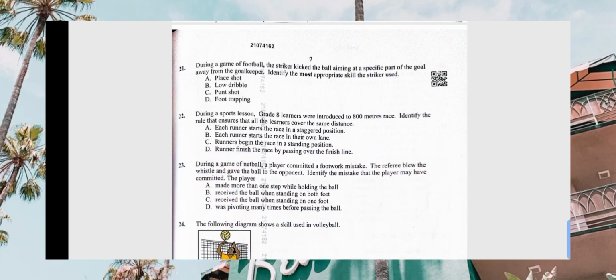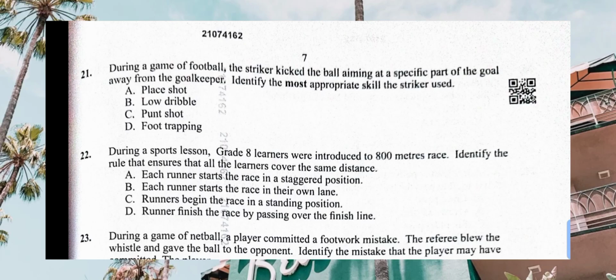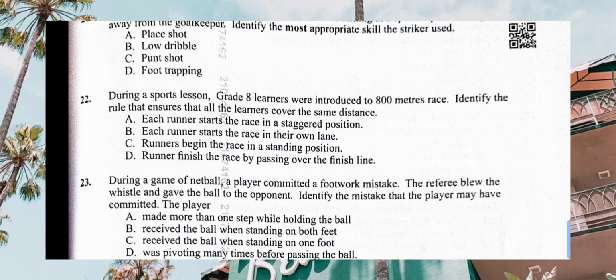Let's go to number 21. During a game of football, the striker kicked the ball, aiming at a specific part of the goal, away from the goalkeeper. Identify the most appropriate skill the striker used. Appropriate skill, we have several. We have placement shot, we have dribble. Dribble is not. Number 22, sports. It says runners start the race in their own lane, which was B.